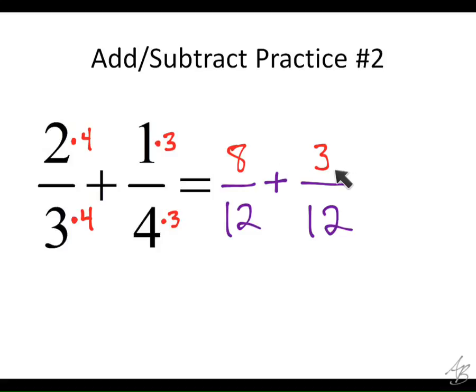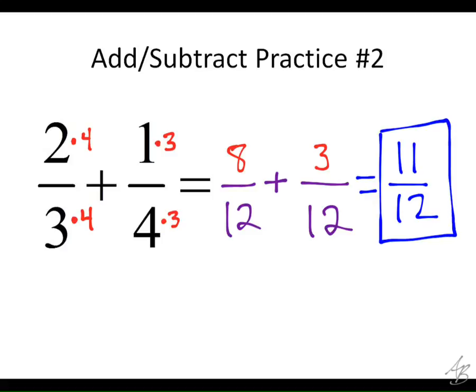Right? The 8's positive, 3's positive, so do we add or subtract? Add. What's 8 plus 3? 11. And then the third step says we keep the denominators the same. So what's that going to be? 12. And can we simplify that? No. There's nothing that goes into 11 that also goes into 12.